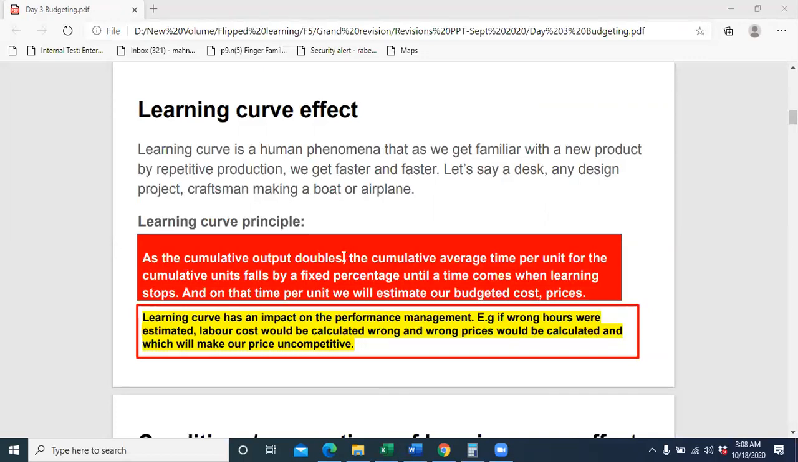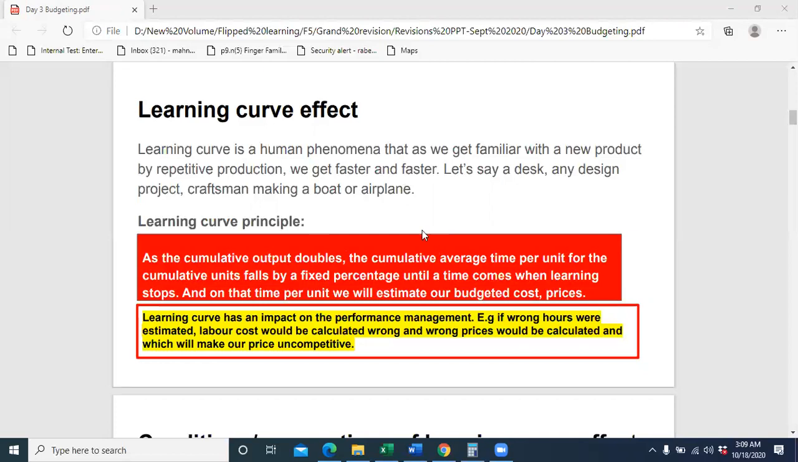there was a plane engineer who actually discovered this phenomenon, that as he continued producing the plane, he felt that the learning rate was constant. It wasn't varying, but it was constant as the cumulative output doubles. For example, from 1 plane to 2, from 2 plus 2, 4, from 4 plus 4, 8, from 8 plus 8 to 16, 16 plus 16, 32.